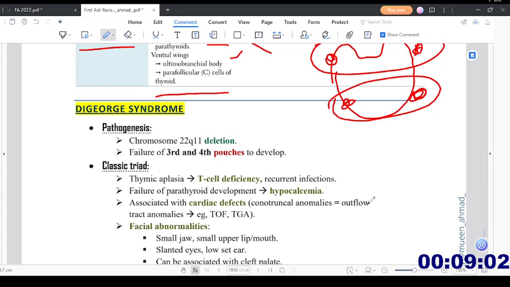Then we have to move forward to the Raynaud syndrome. It is an important one, and you must remember this. Let me check how much time is left. We have about 15 minutes. Raynaud syndrome pathogenesis: a chromosome 22q11 deletion will be there, and failure of the third and fourth pharyngeal pouch to develop.